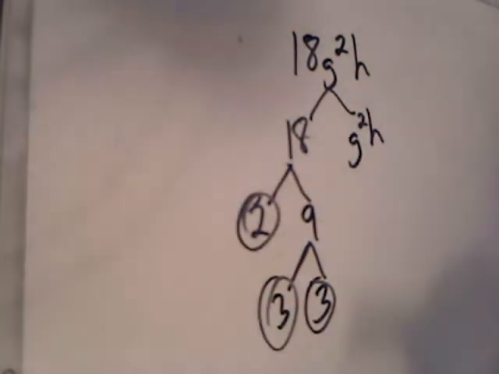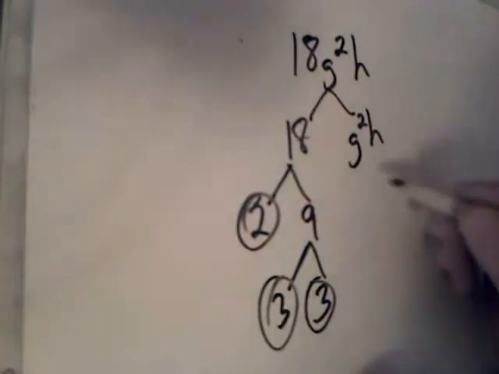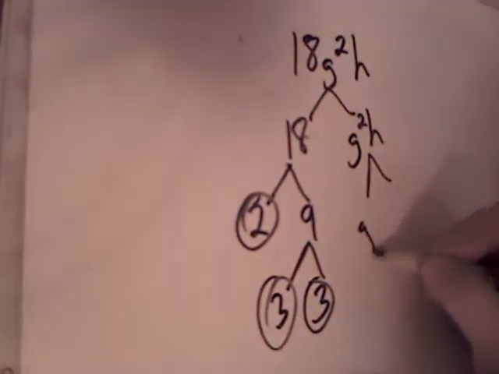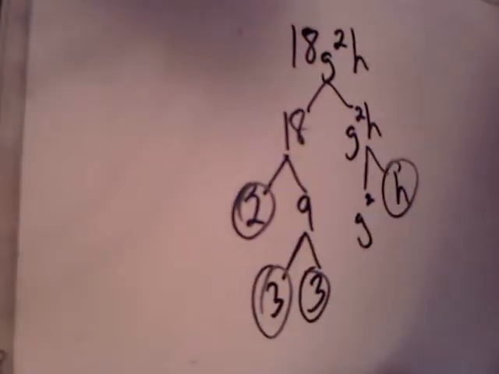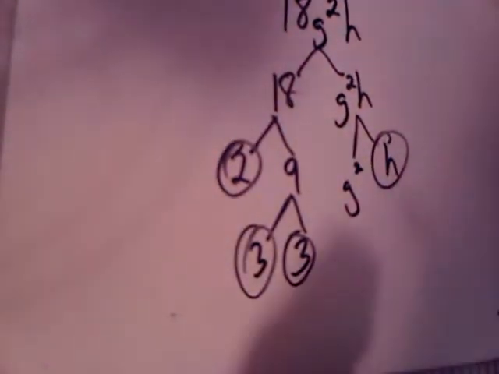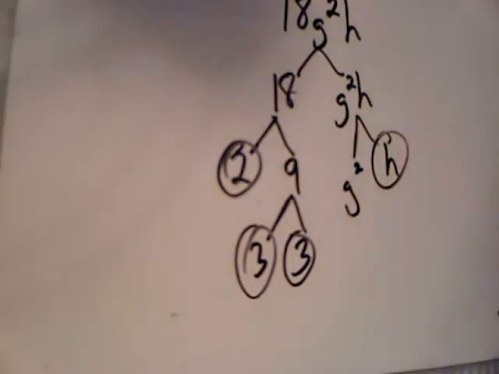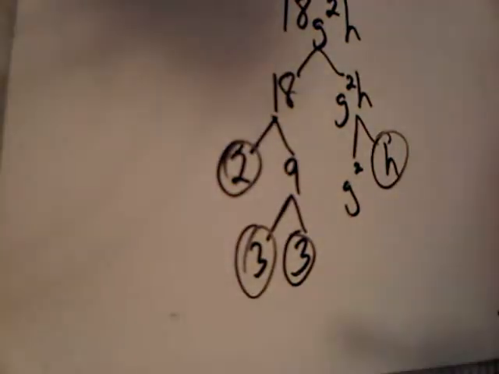I know that to get g to the second times h, I'm actually multiplying g to the second and h. I don't know how to break h down anymore. I don't know what it is. I don't know how to work with it. So I'm done. But g to the second, I know that exponents mean you see that number, or in this case that variable, so many times.